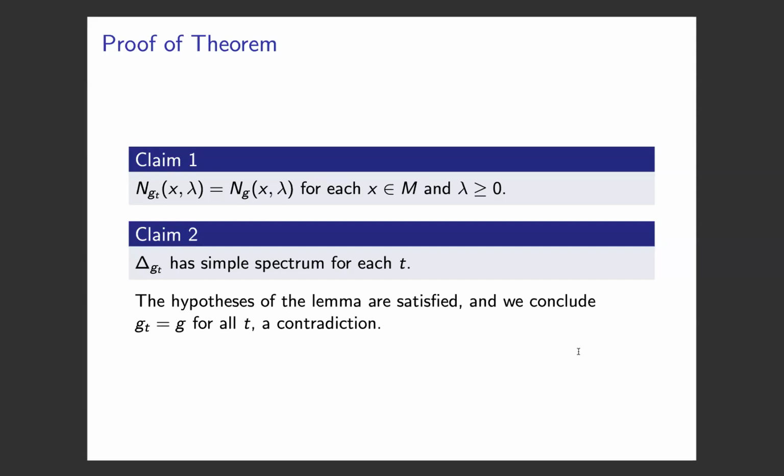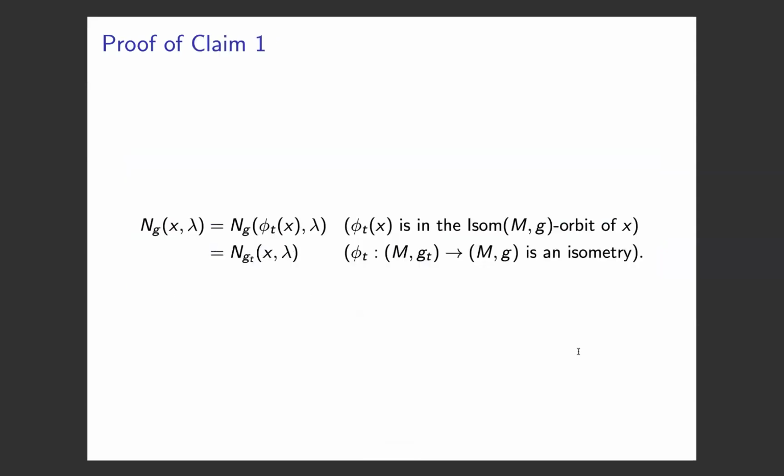Okay, so claim one, extremely easy. We know that x is in the same orbit as phi t of x under the action of the isometry group. We discussed that. And then, because phi t is an isometry from M with the g t metric to M with the g metric, we have the second line of this equation. So n g of x lambda is equal to n g t of x lambda, and that's all there is to it.